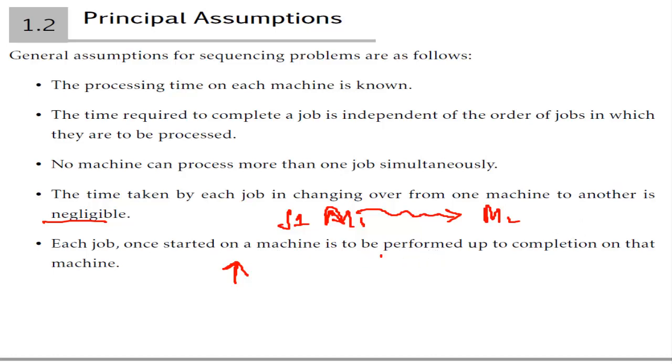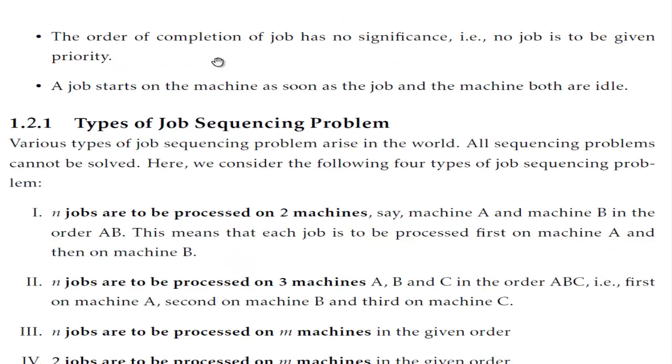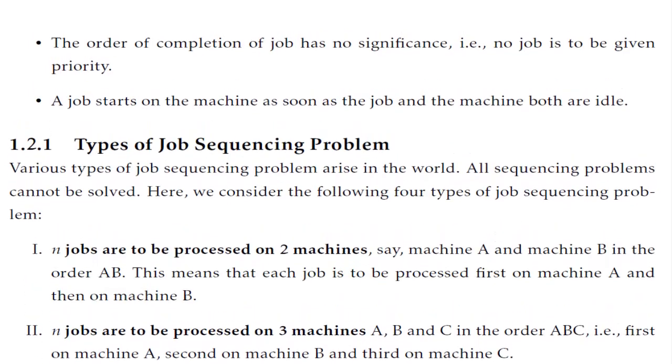These are our assumptions. There are a couple more assumptions कि order of completion का कोई significance नहीं है, क्योंकि कभी ऐसा भी होता है कि नहीं पहले यही काम आपको पहले करना है. इसमें वो नहीं है कि you can start any job any time. Okay, और जो ही मशीन आइडल होगी वो जॉब को पकड़ेगी. ओके, तो if the machine is idle, you just start your job, so there is no waiting time in that.